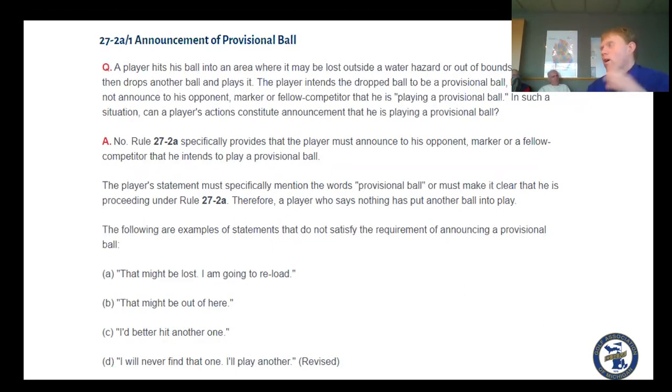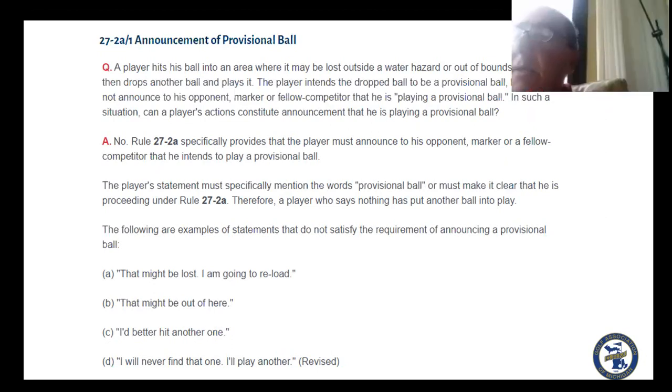Although when I go around and I do my high school rules clinics, I tell all these kids this, and I know one day, one of those kids is gonna say it just to prove me wrong. Did I tell you my story about that? No. I've never yet heard anybody say, I'm going to proceed under 27-2. I've been saying that for 30 years.